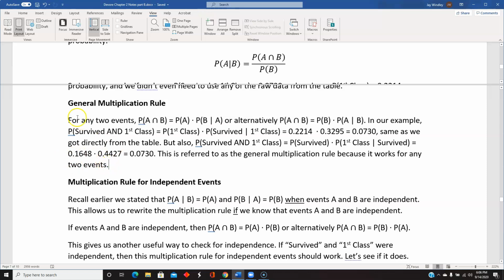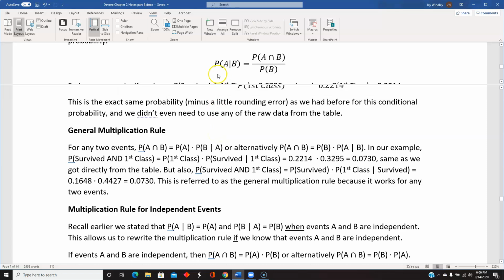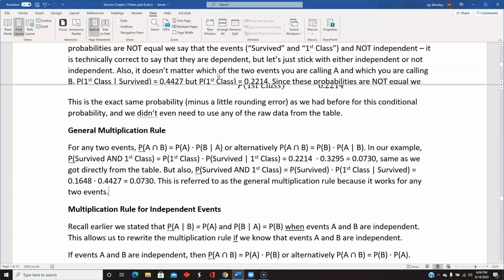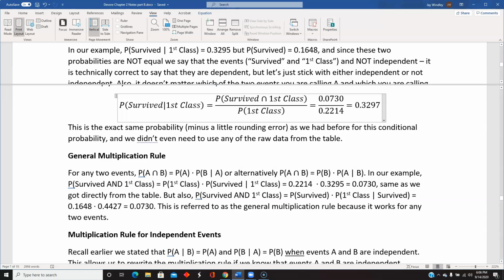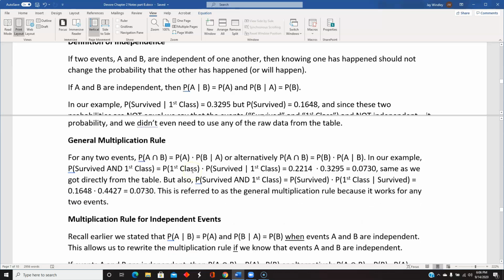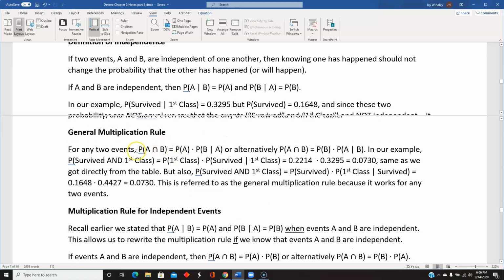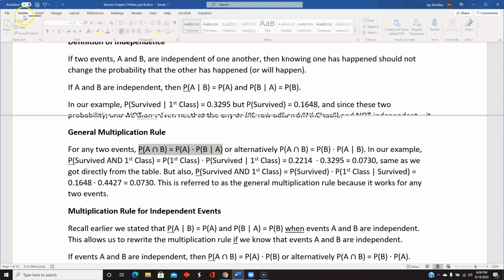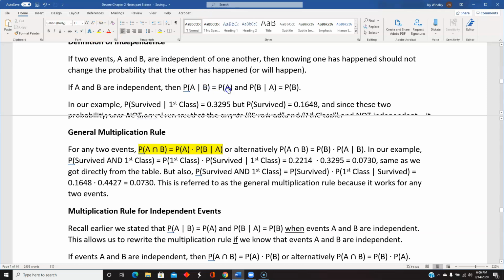Okay, so that's the general multiplication rule, but now we're going to have a marriage of that general multiplication rule and something we talked about earlier, which is independence. So let me move this down just a little bit so you can see both of them at the same time. So here is the general multiplication rule. I'm going to highlight that really quickly in yellow. And here is a piece of the definition of independence.